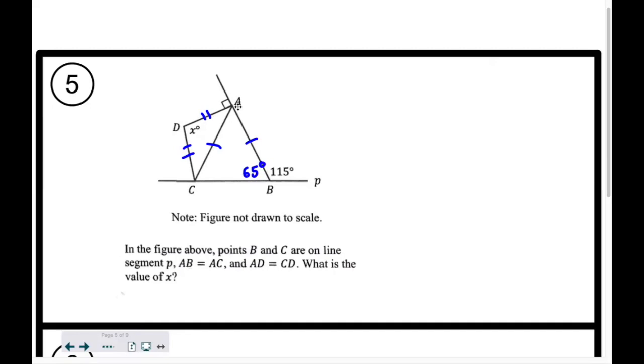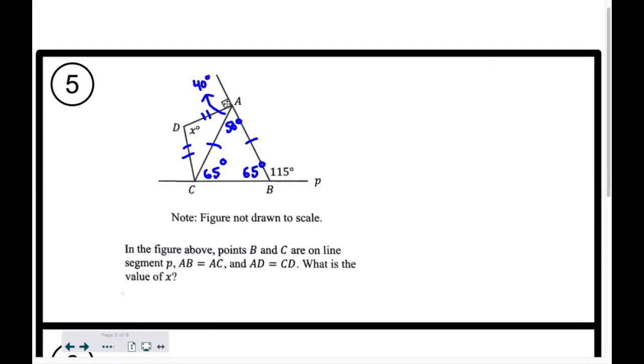Now I have an isosceles triangle. If this side is equal to this side, or it's congruent, then these base angles are the same. So if these are both 65, then I know the angles of a triangle add up to 180, and 65 plus 65 is 130. So I have 50 left over for this. And then if I look along this straight line, I have a 50 and a 90. Together, that's 140, which means this angle here is the other 40.